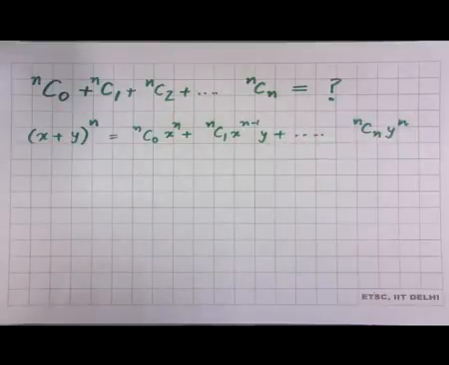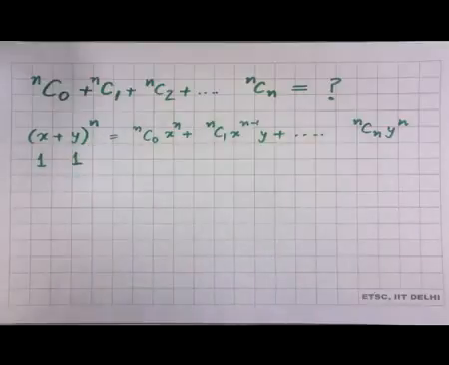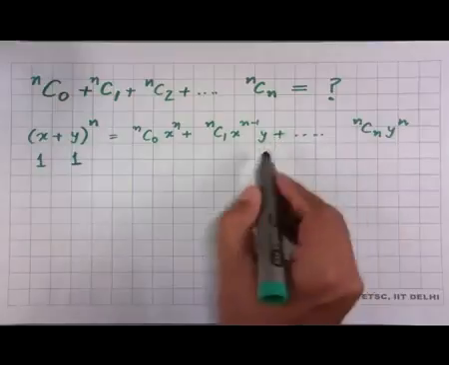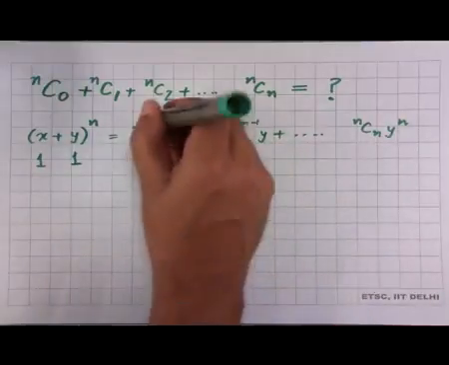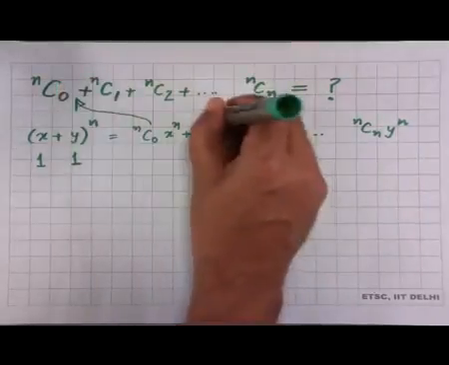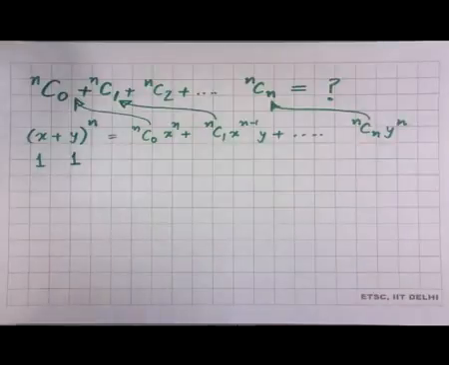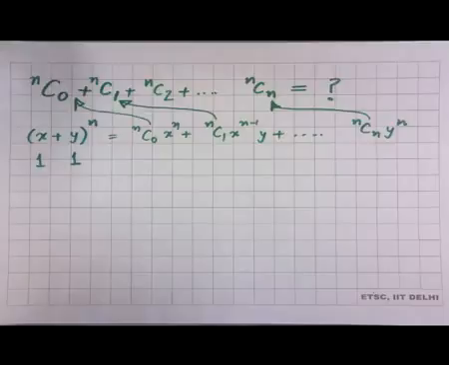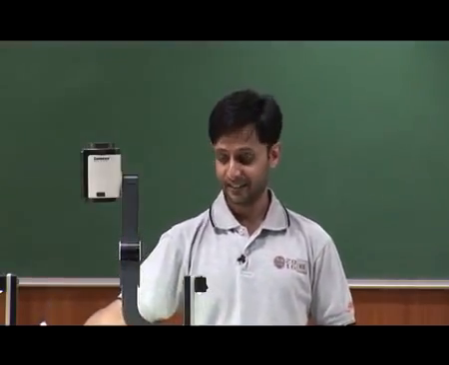Suppose y is equal to 1 and x is equal to 1. So, let us plug in y equal to 1 and x equal to 1. What do you get? You get x power n is 1, x power n minus 1 is 1, y is 1, y power n is 1. So, you get all of these terms, right. Net result is this sum is equal to what? 1 plus 1 whole power n.